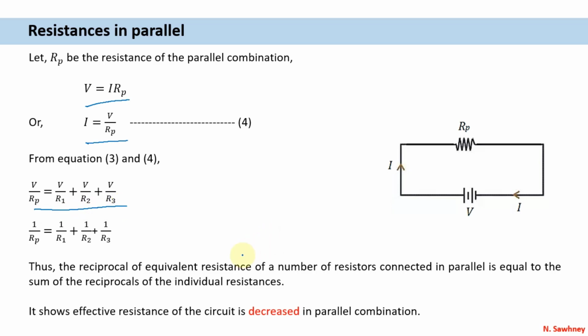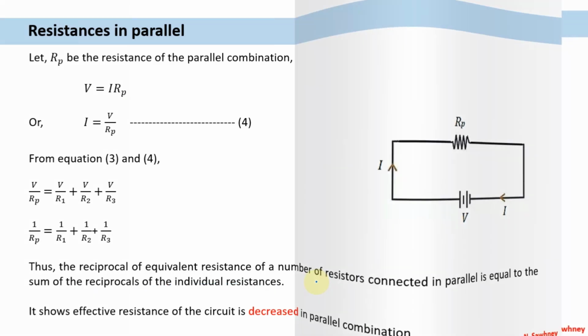Cancelling V from both these sides, we obtain that 1 upon the parallel combination resistance is equal to 1 upon R1 plus 1 upon R2 plus 1 upon R3. That is, the reciprocal of the equivalent resistance of a number of resistors connected in parallel is equal to the sum of the reciprocals of the individual resistances. This also shows that the effective resistance of the circuit is decreased in parallel combination.